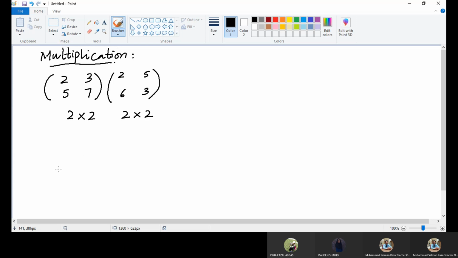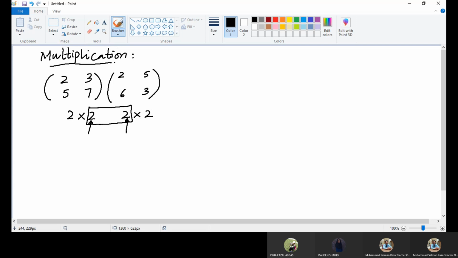So the very first thing is, if this is equal, like 2 is written here and 2 is written over there, this 2 represents the column and this 2 represents the rows. So if the number of columns of the first matrix equals the number of rows of the second matrix, the multiplication is possible.